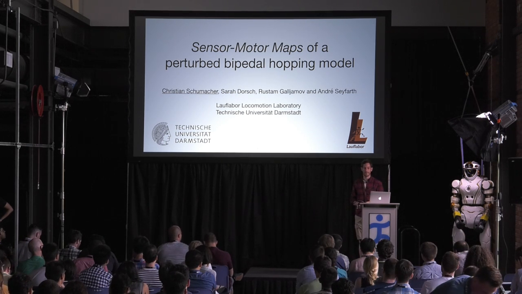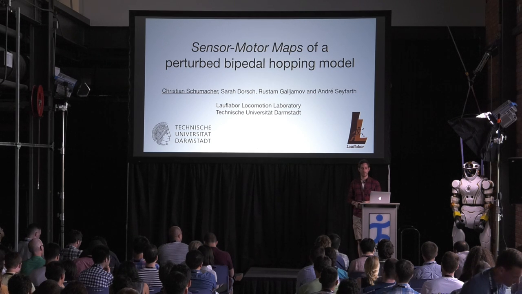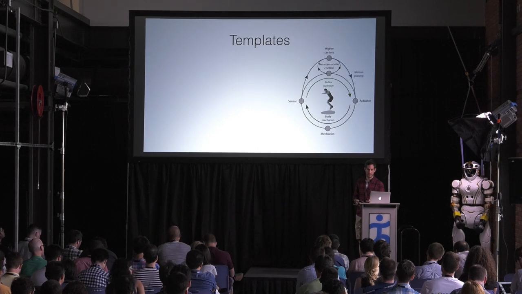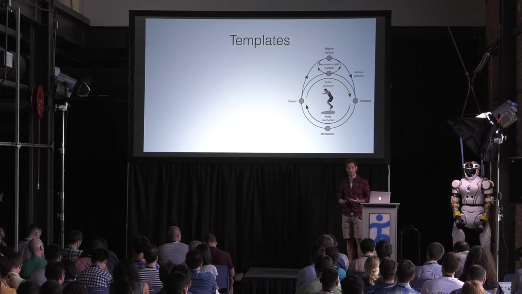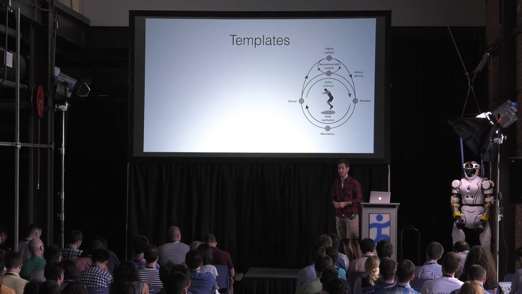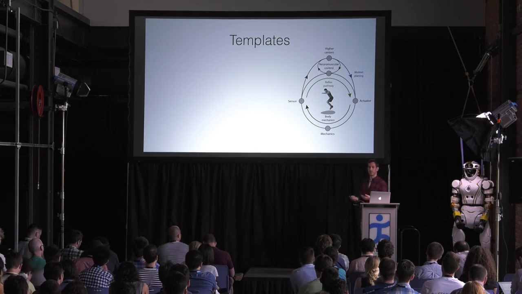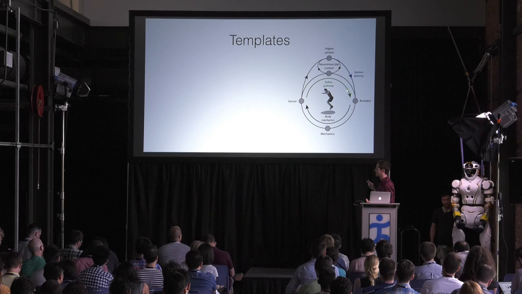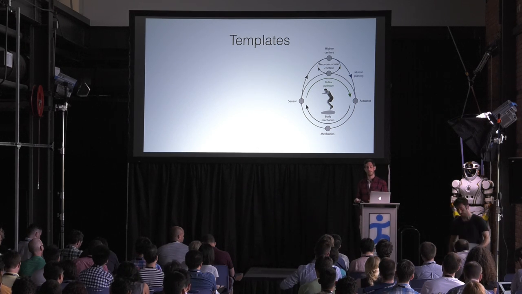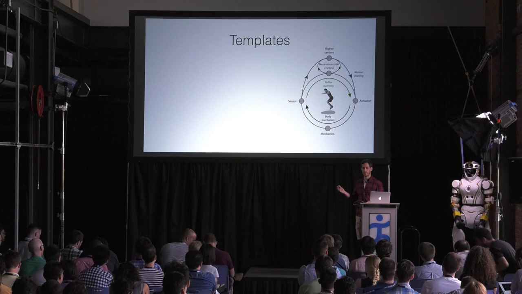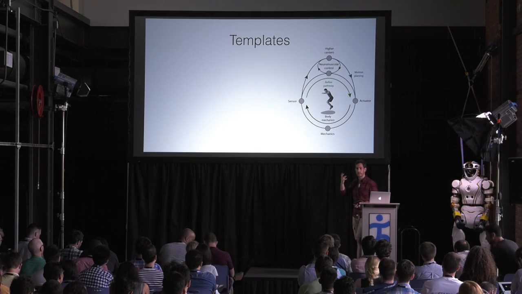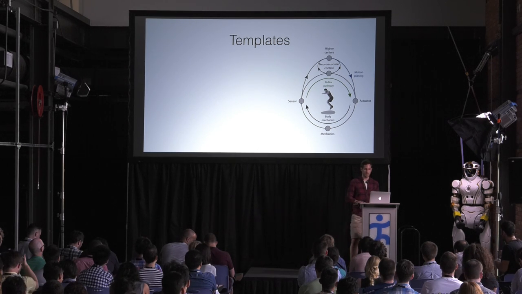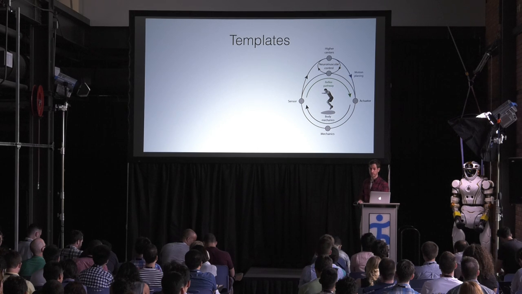Okay, I'm Christian. I wanted to talk about our concept of sensor-motor maps in a hopping model. As you probably all know, even during very easy motion tasks, such as vertical hopping, we use a lot of sensory information throughout the motion performance. We also rely on the body mechanics. We also use a couple of muscle groups. And also on the motor control side, there are higher centers for cortical areas involved, but also the spinal cord with reflex and CPGs. All of that contributes to the motion execution.